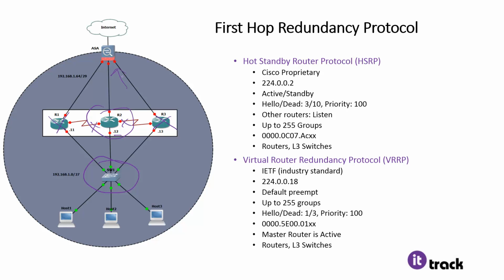Ultimately, they can get through the ASA and access the internet, but the problem can occur if this interface or this interface go down, or this router has a problem and just explodes. What happens to our hosts? What happens to our clients? They're stuck. They can't get anywhere. They can't get out. So that's where FHRP can help us.